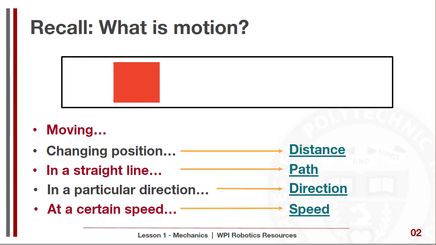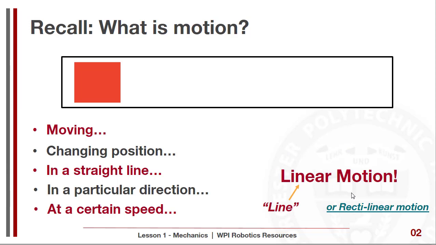So we see that this is a way of describing motion, talking about the distance from one point to another along a path in a particular direction and at a particular speed. This is called linear motion because the motion is along a line. In this particular case, it is called rectilinear motion because the line is a straight line.